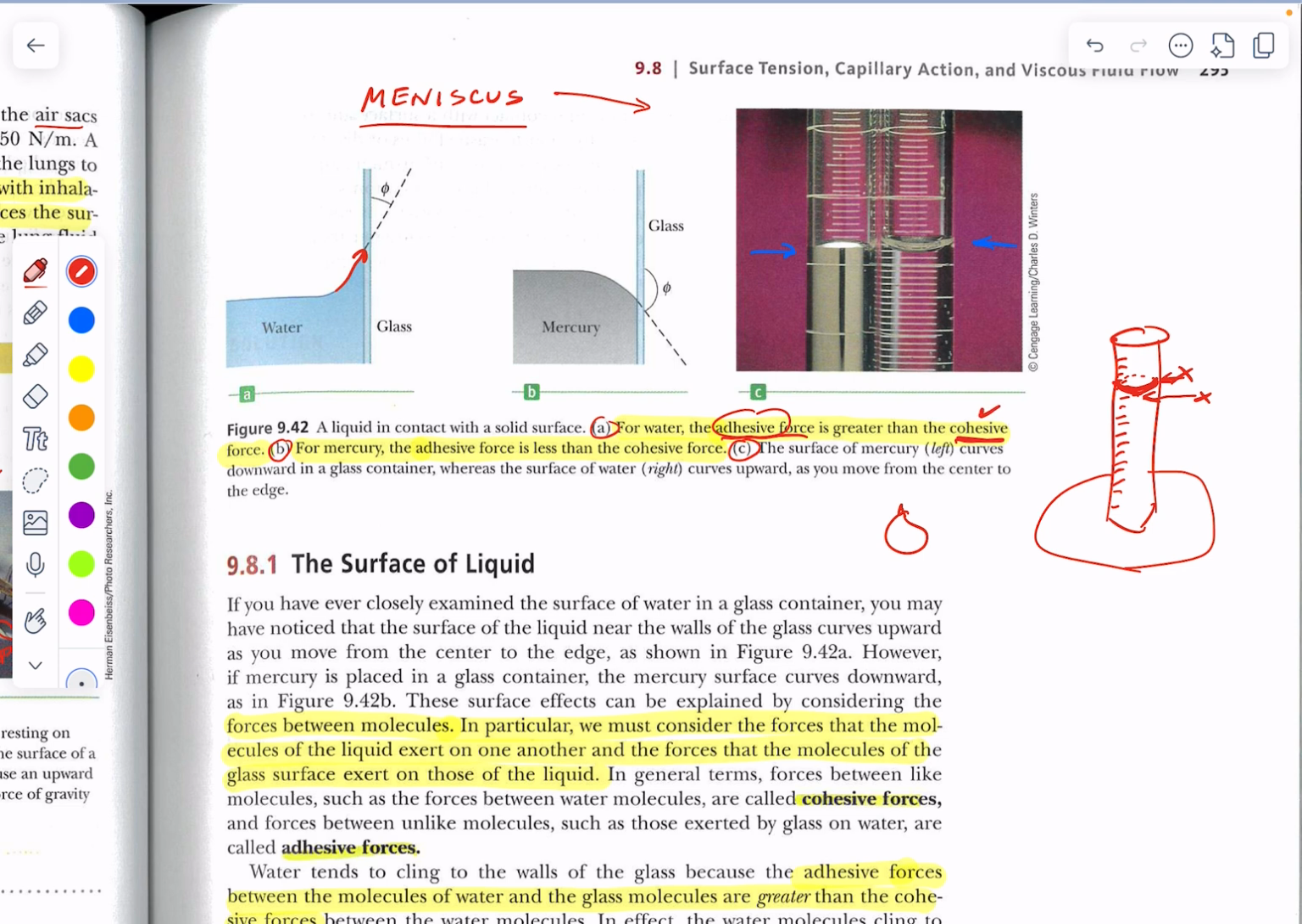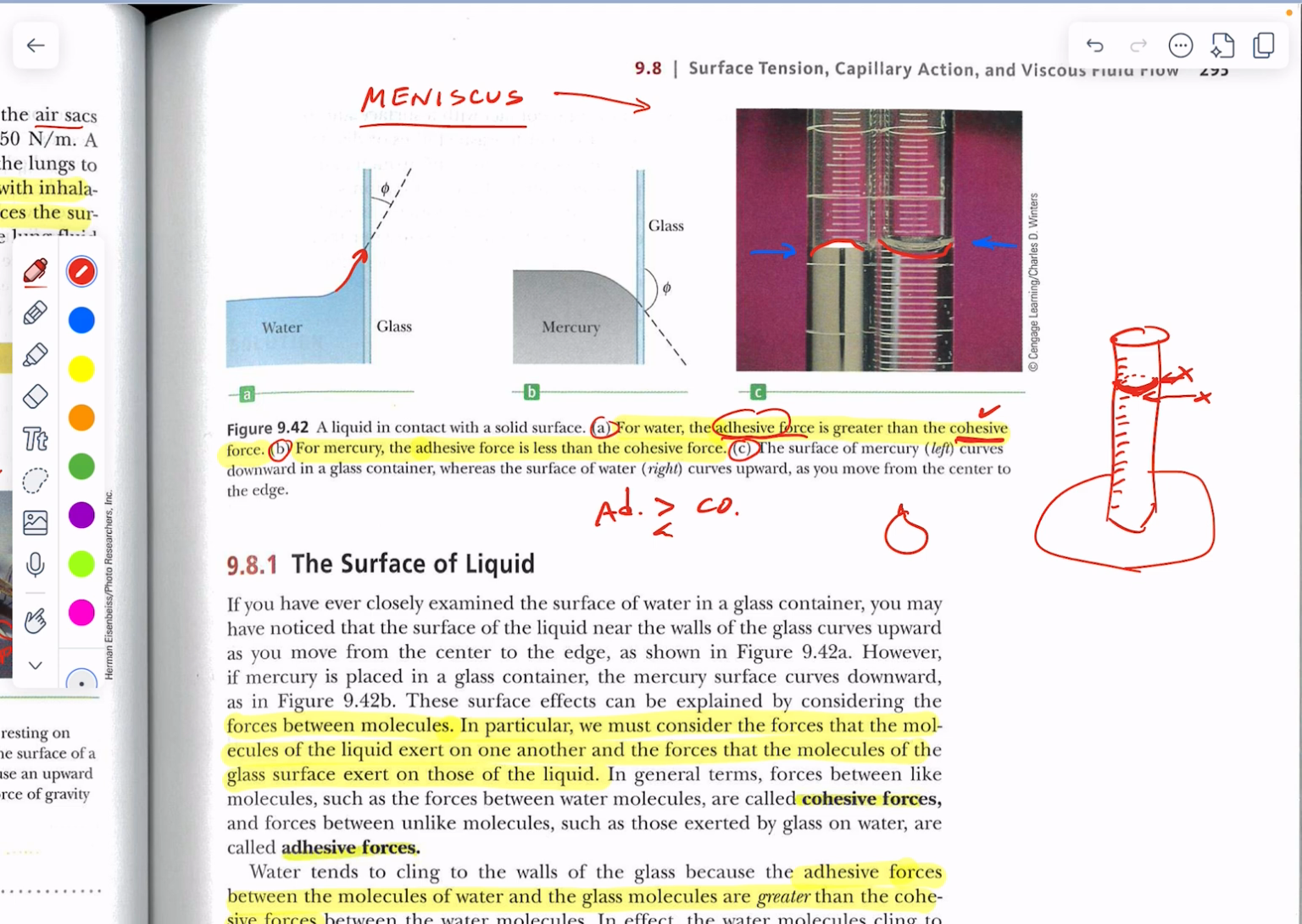Now, by the way, mercury does just the opposite. Mercury bows upward, water bows downward. And all of this is based upon whether or not the adhesive forces are greater than or less than the cohesive forces.